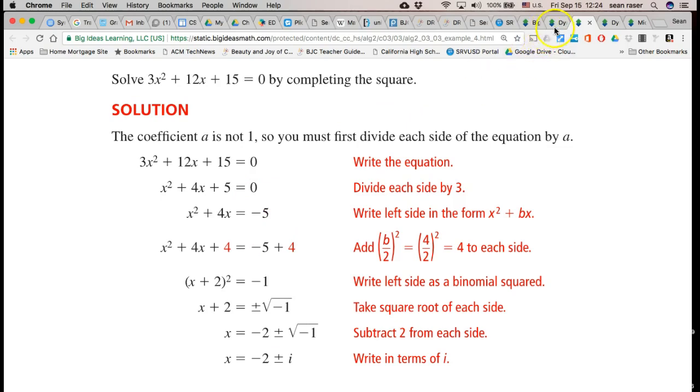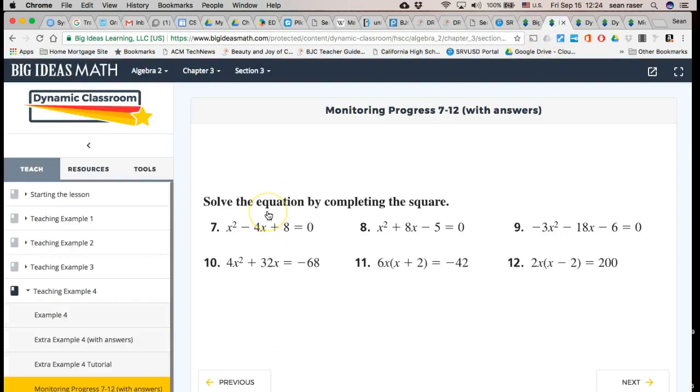Okay, so now that you've seen completing the square, what I want you to do is go ahead and solve each equation here by completing the square. Don't worry about 11 or 12. Just do 7 through 10. So I repeat, you do not need to do 11 or 12. Just solve 7 through 10 and go ahead and enter your answers in now.